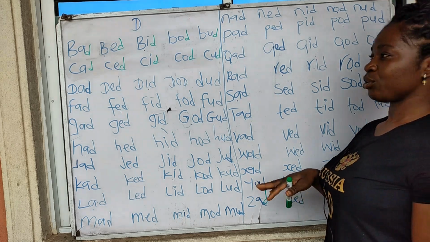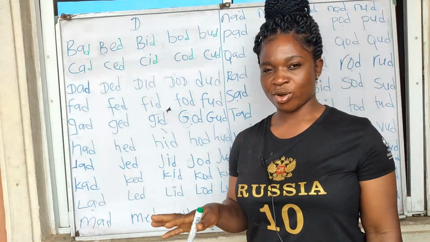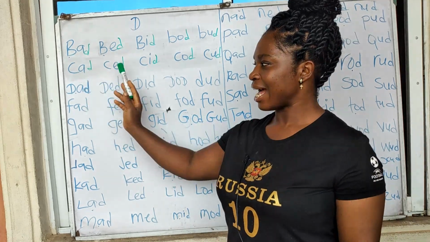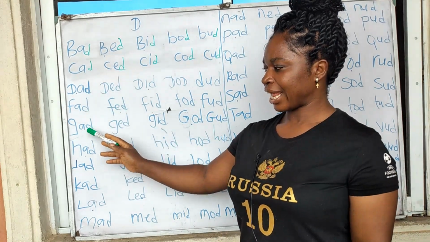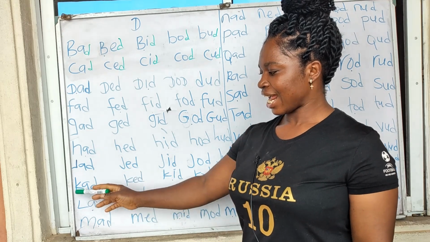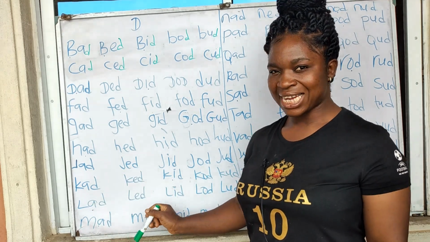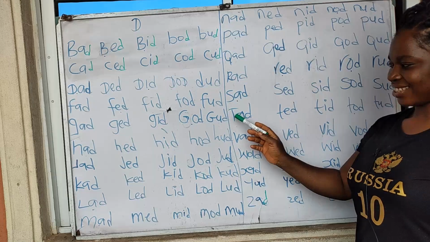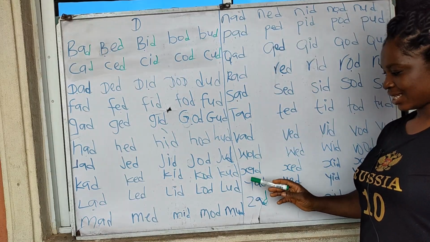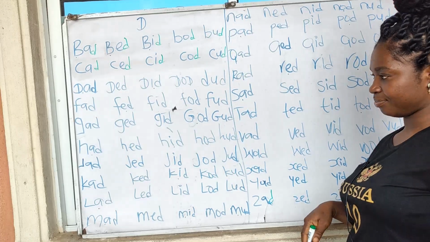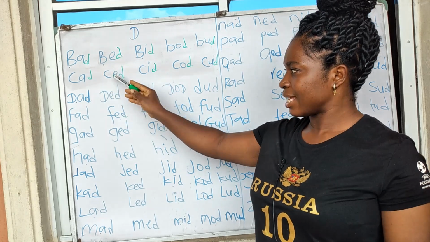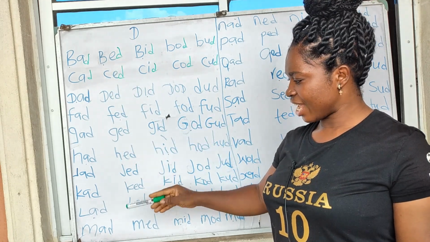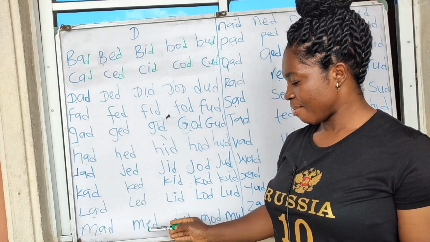Okay, we can equally do it this way depending on which one you find easier to do. So we have bad, cad, dad, fad, gad, had, jad, cad, lad, mad, nad, pad, quad, rad, tad, vad, wad, zad, yad, zad. The bed sound we have bed, said, dead, fed, get, head, jed, ked, led, med.